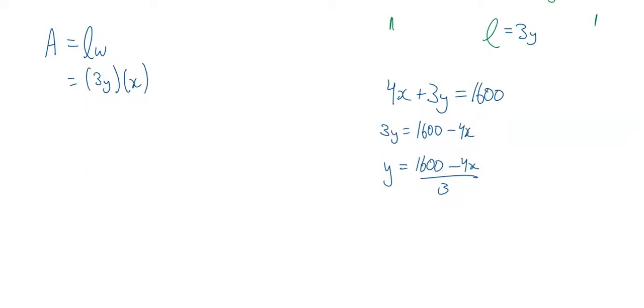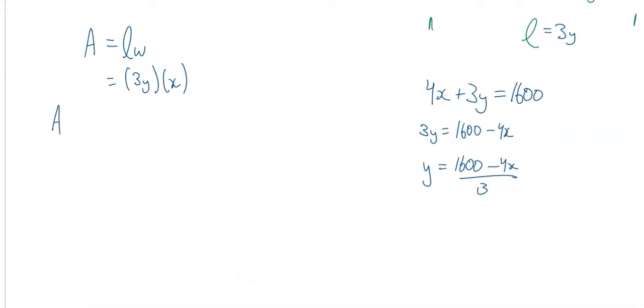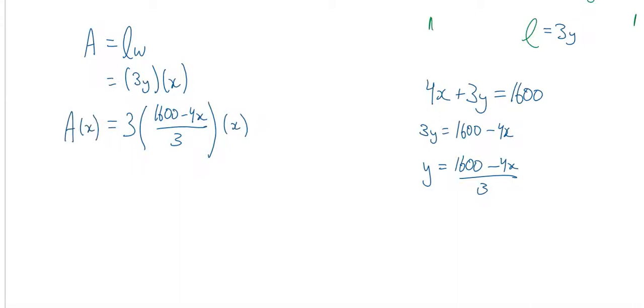You don't want 3y, you want y. And at this point I have a fraction. But it turns out it's not really going to be a problem because I'm going to take this y and sub it back into my equation and write this 3y, which is 1,600 minus 4x over 3 times x. And now that I have a function written in terms of a single variable, I'm actually going to use function notation just because it's going to be kind of nice for later. And call it A of x.